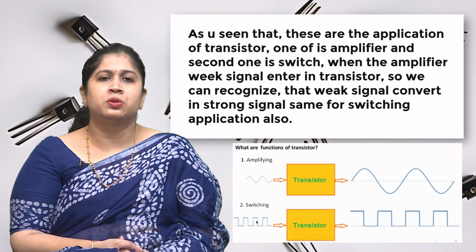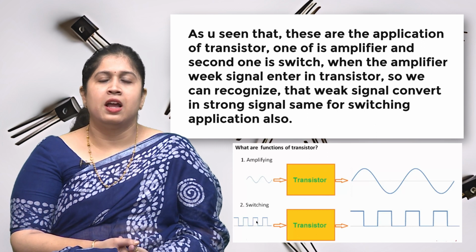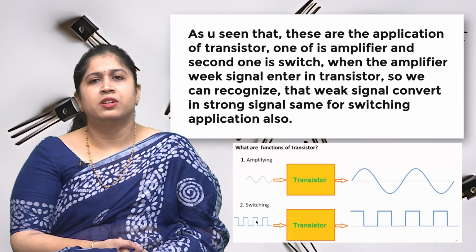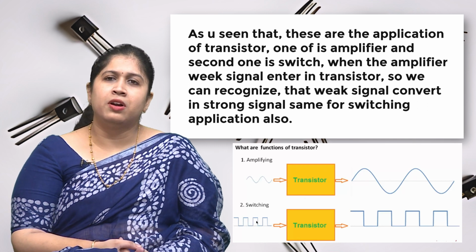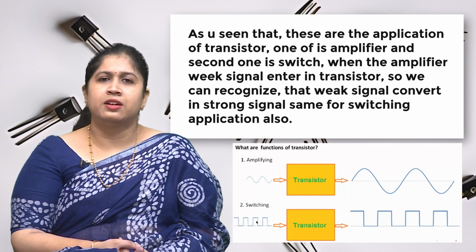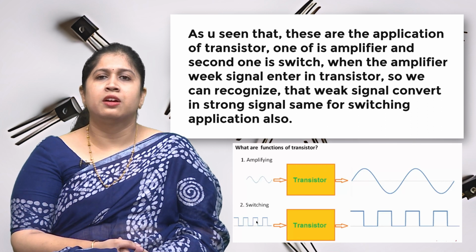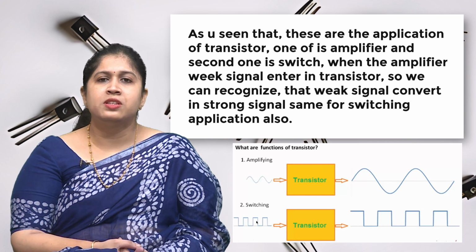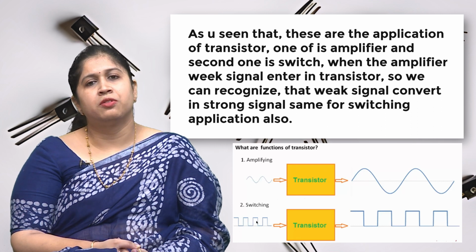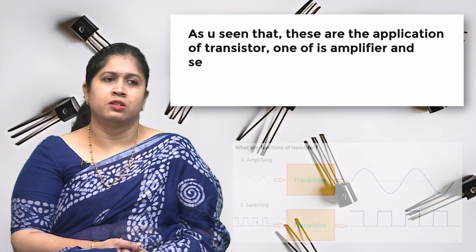Figure 2 presents the applications of a transistor: one is an amplifier and the second one is a switch. When a weak signal enters the transistor as an amplifier, we can recognize that the weak signal is converted into a strong signal, and the same holds for the switching application also.